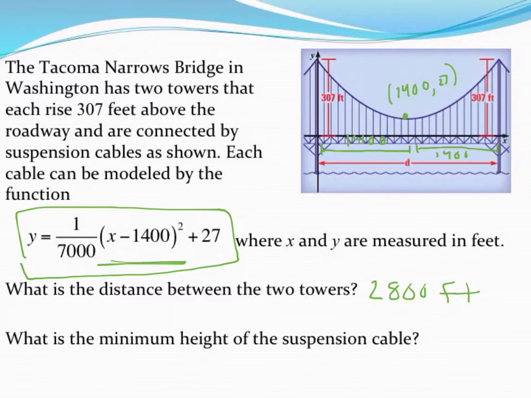They also asked what's the minimum height of the suspension cable. In other words, if I were to walk to where I was closest to the suspension cable, that's going to again be right at the vertex. And I know the low point of the vertex is 27 feet up above the roadway because that's where my vertex is located. So the minimum height is just 27 feet. Again, very, very easy to do as long as you understand the form and how it works.